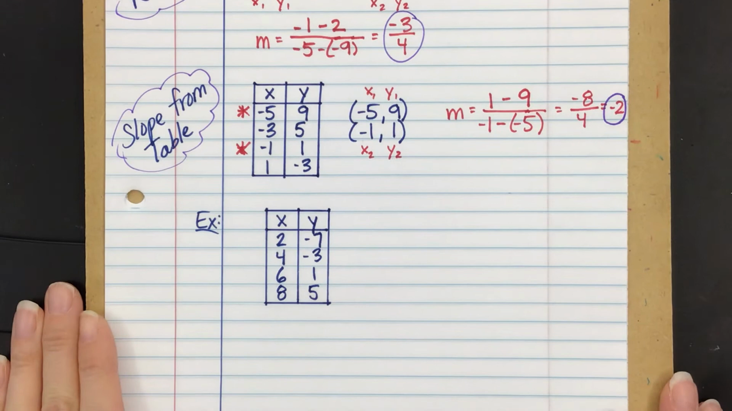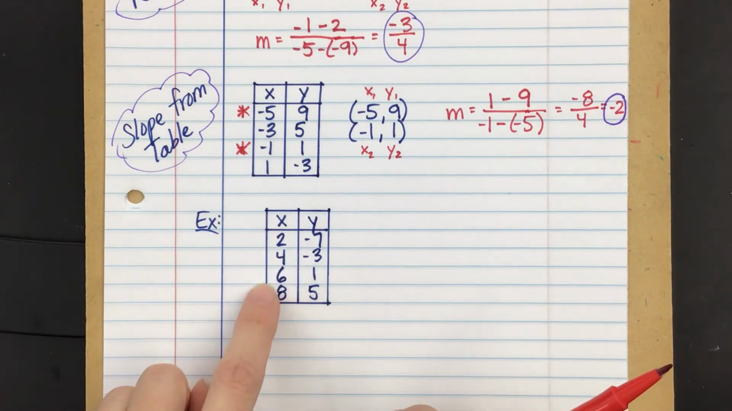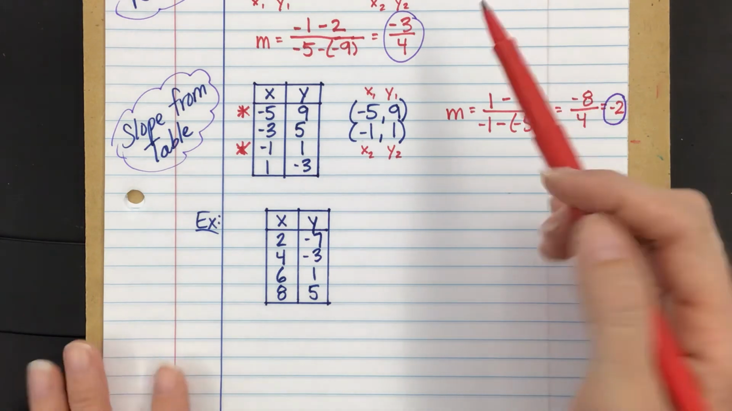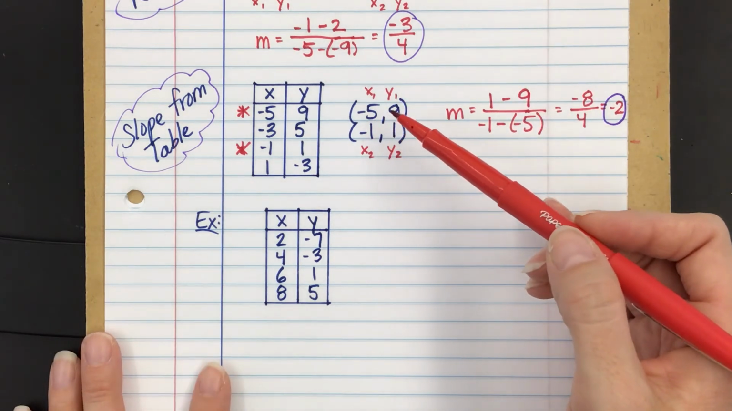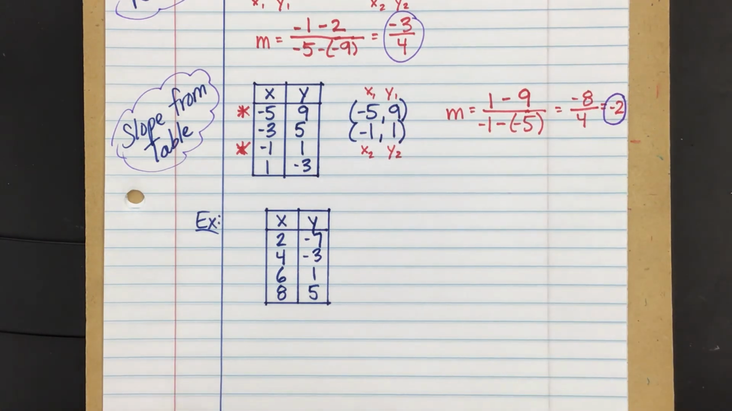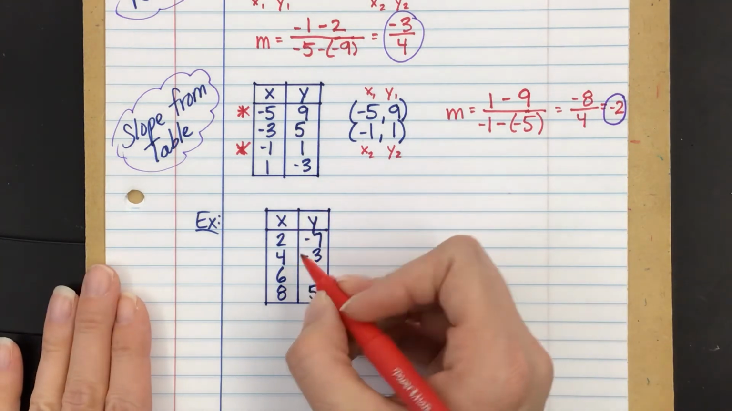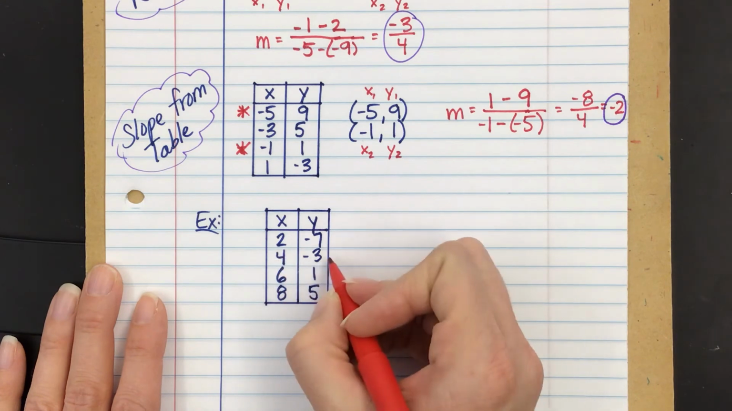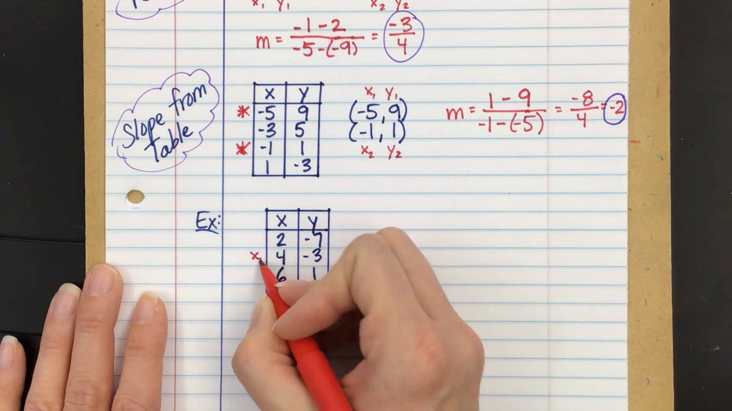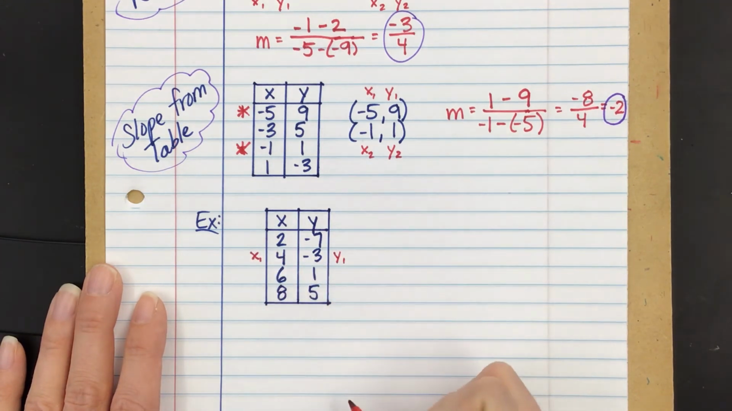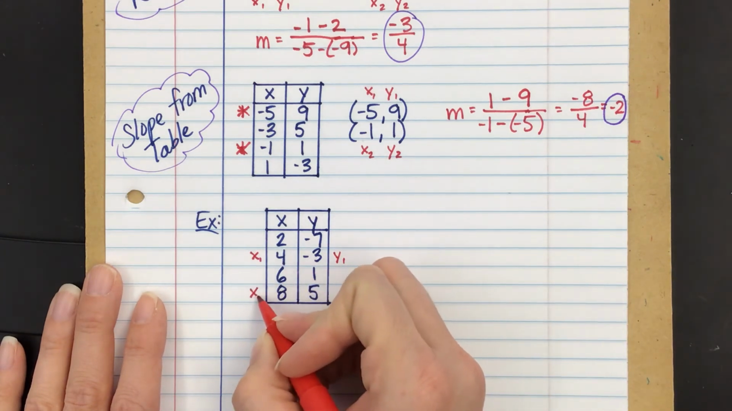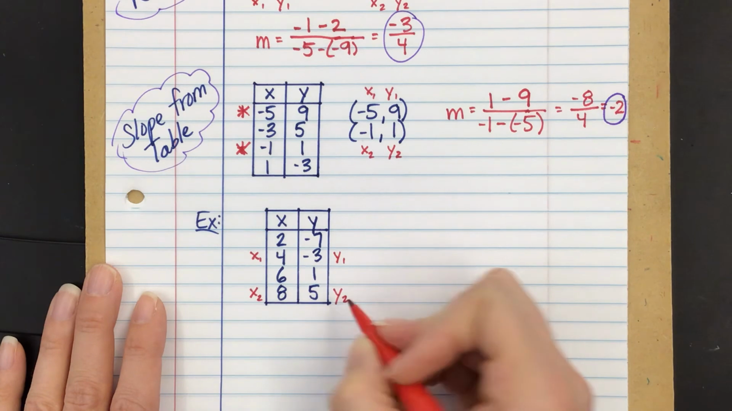Okay, well, you already know that these are your x's and these are your y's. So we don't actually have to pull the point out and write it separately. We can just choose 2 points from this table. And so I'll label it right next to the table. So I'll choose this point right here as my first one, and I'll label it x1, y1. And then maybe the last point right here, x2, y2.